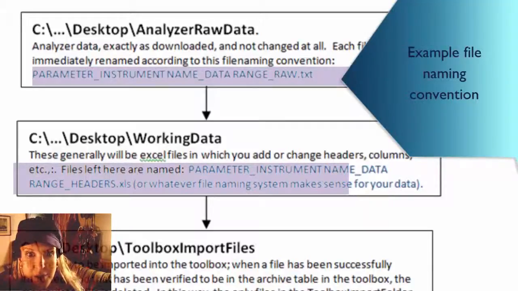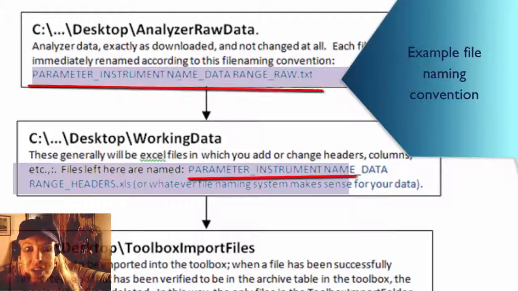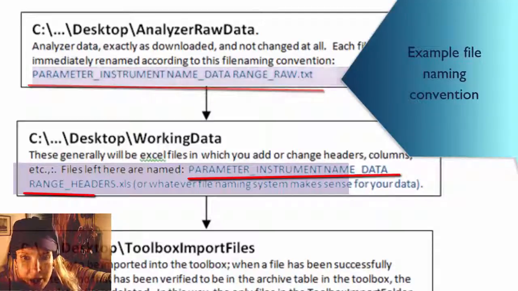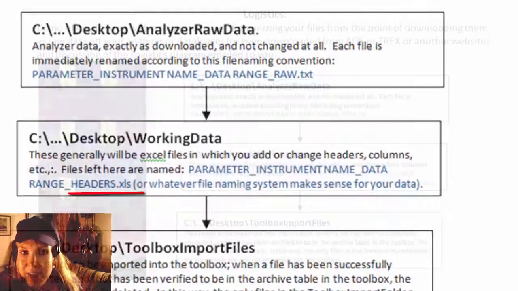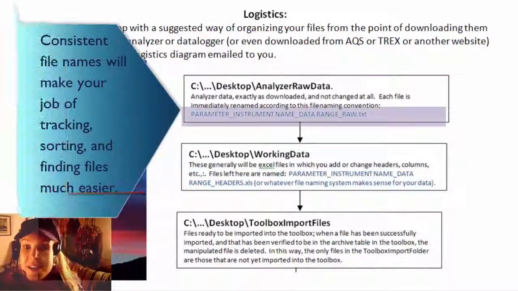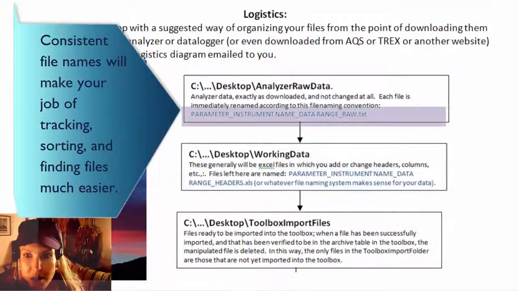So when you go to name a file, you always have, for example, PM 2.5. It would be PM25 underscore the instrument name, the BAM1 underscore the data range would be July 1st through August 1st. And then if you have to add headers or something like that, you can append that information into the file name. Just try to be really consistent, and then as we show you later, sorting your data and finding specific data is a lot easier if you've used a consistent file naming system.